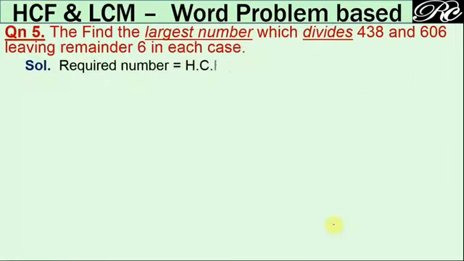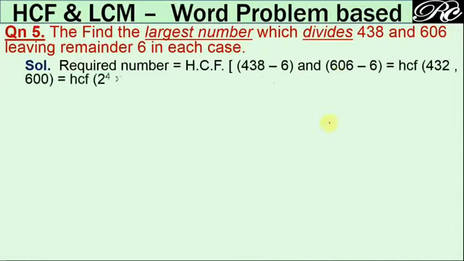Coming to the next question, we have to find the largest number which divides 438 and 606, leaving remainder 6 in each case. Here it is the same as the earlier question, but the remainder is the same. Here the first number 438 is producing remainder 6 and the second number 606 is also producing remainder 6.